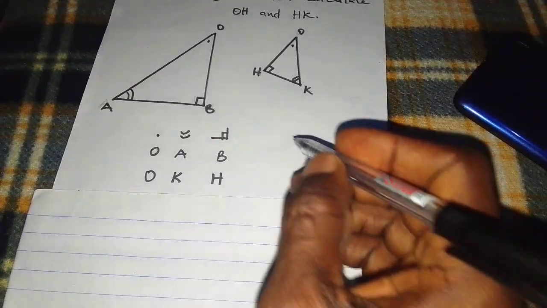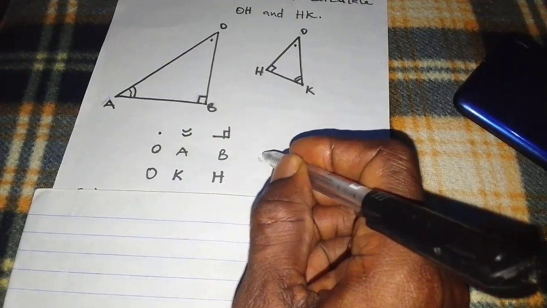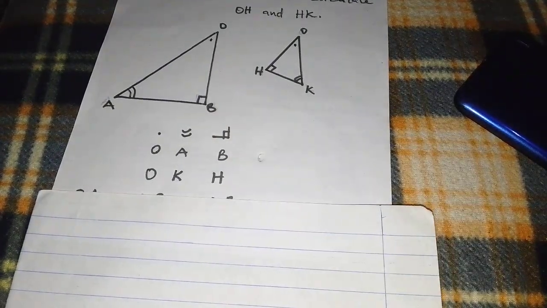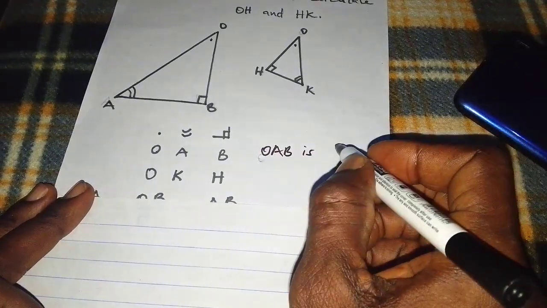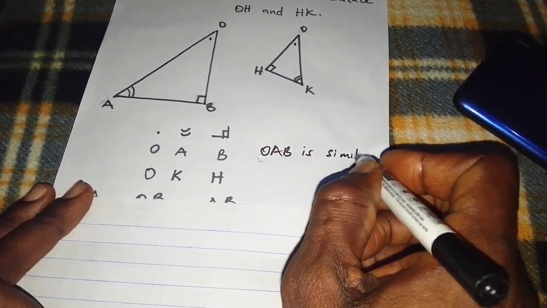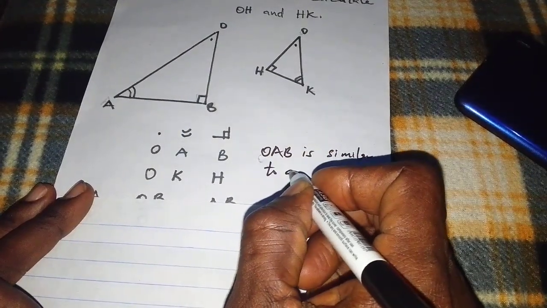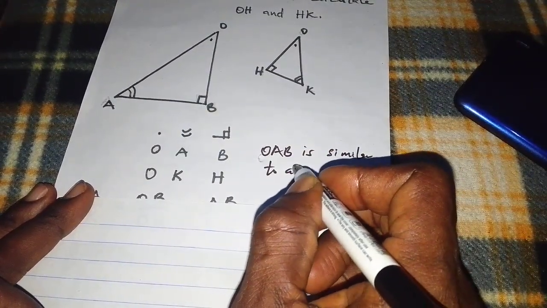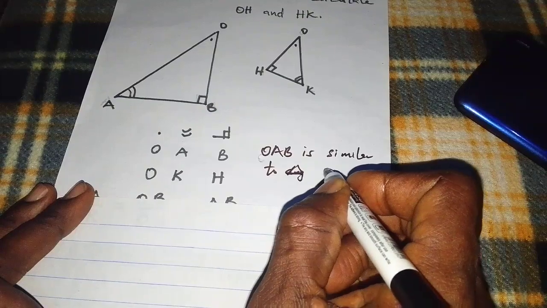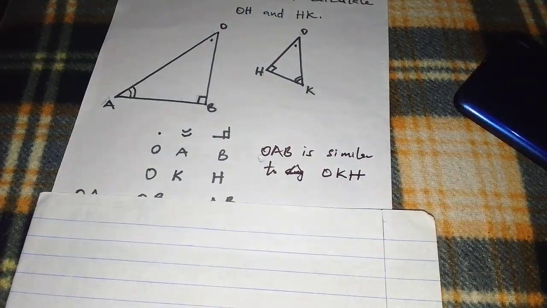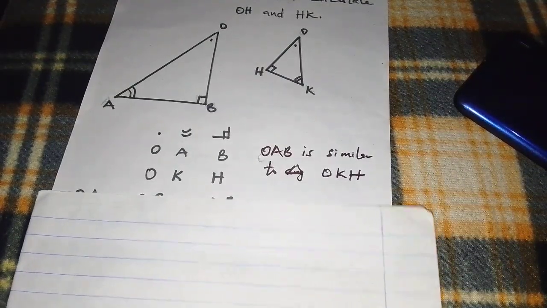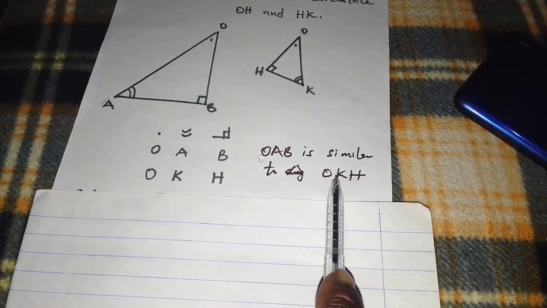So triangle OAB is similar to triangle OKH. So that is how they are similar. That's what the question says we should look for. Name the triangle which is similar to OAB. So the triangle that is similar to OAB is what?